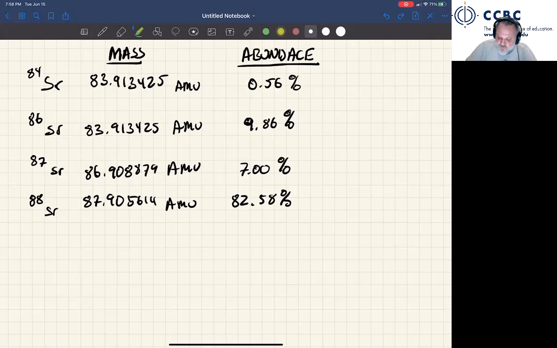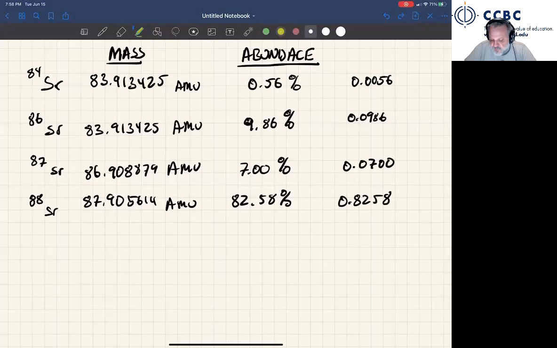What I'm going to do first is take those percent abundances and convert them into their decimal form, so I'm going to divide them all by 100. That way, when I write down the next step and do the weighted average, I have them ready and handy and good to go. So let's do that. I'm going to take the first mass and multiply it by its percent abundance, and add it to the second mass multiplied by its percent abundance, then the third mass multiplied by its percent abundance, and so on.